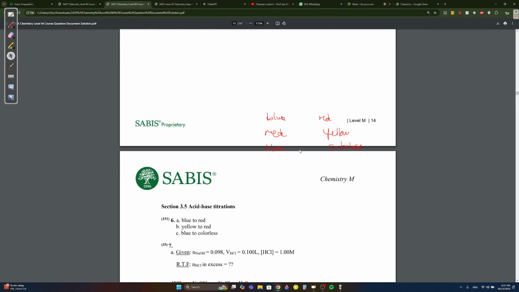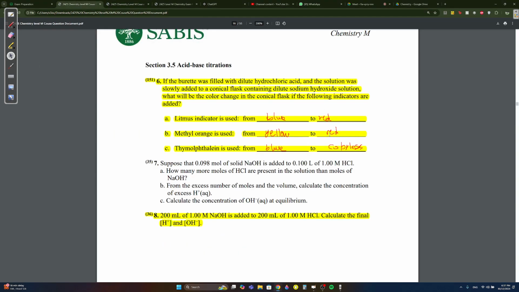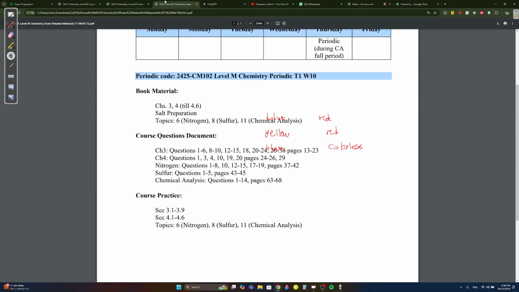Okay, so, oh my god, I forgot. Methyl orange is orange when it's neutral, and then yellow. So it's acidic because of the stronger concentration. Okay, my fault. So it's yellow to red. Okay, so we're supposed to skip question 7.